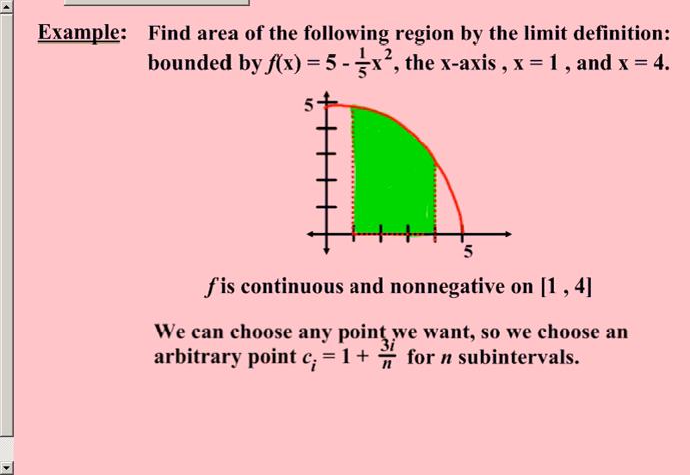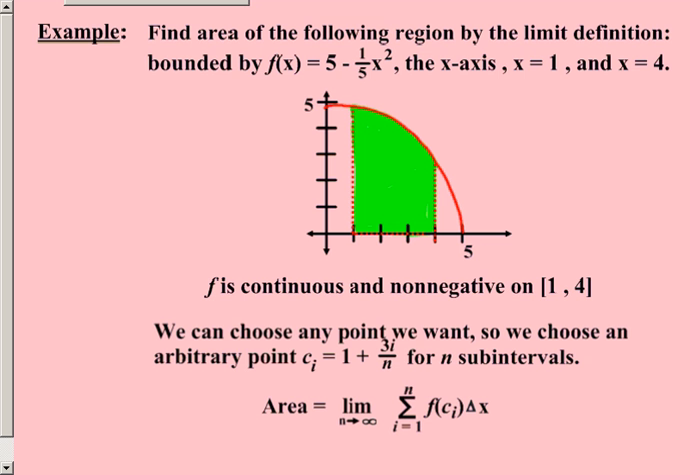i over n this time, because we've got to get that phase shift in there. So we're going to add 1. That'll move us over to +1 on the x-axis, and then we have 3 units worth of width to our region. So 3 times i over n. That should take care of all of our subintervals traveling from 1 to 4.